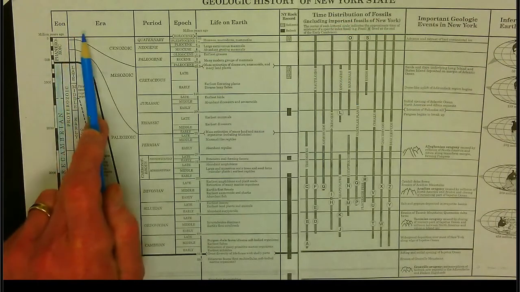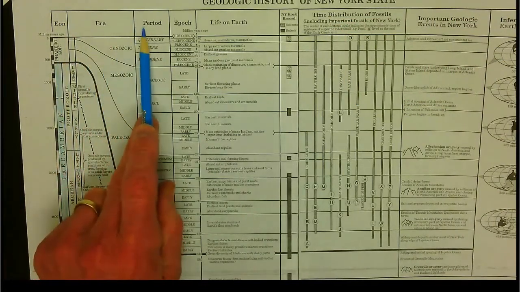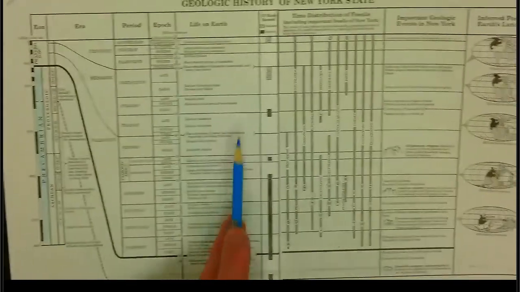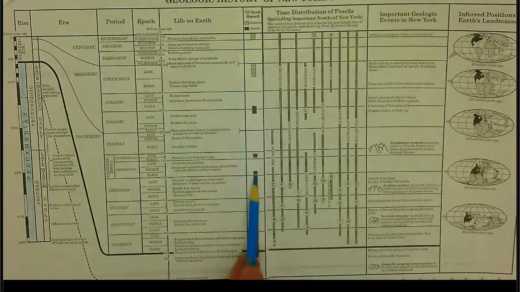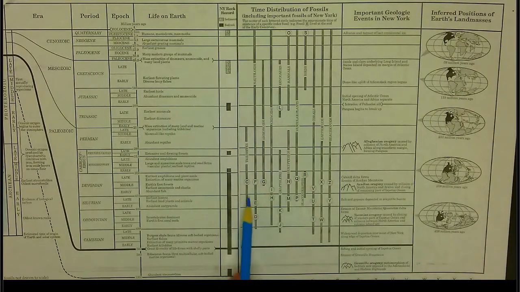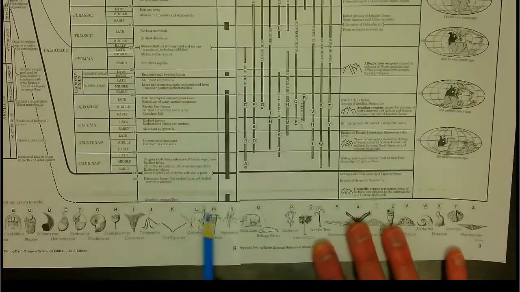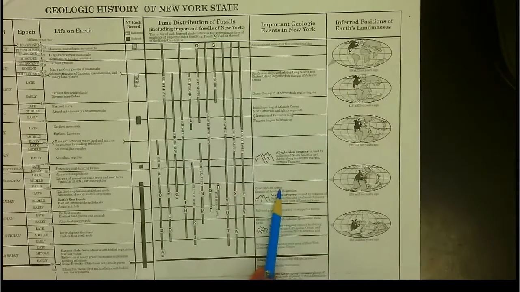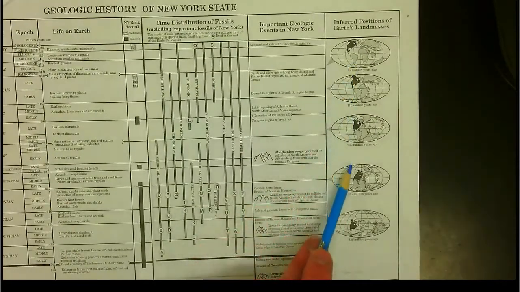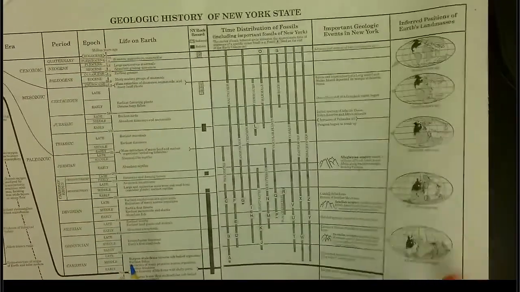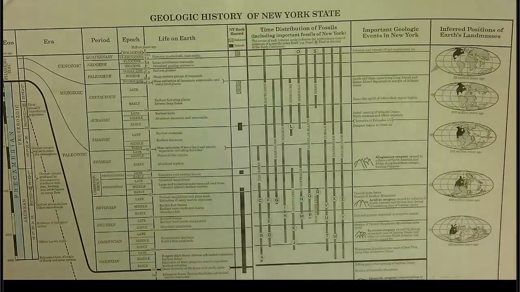Eons are divided into eras, eras into periods, periods into epochs. There's a column here for life on Earth, where we can find rocks in New York State, different distributions of types of fossils, and specific information about index fossils, which are listed down at the bottom of pages 8 and 9. Geologic events that are pertinent to New York State, and then also the position of the land masses over time. We'll spend a little bit more time on this.